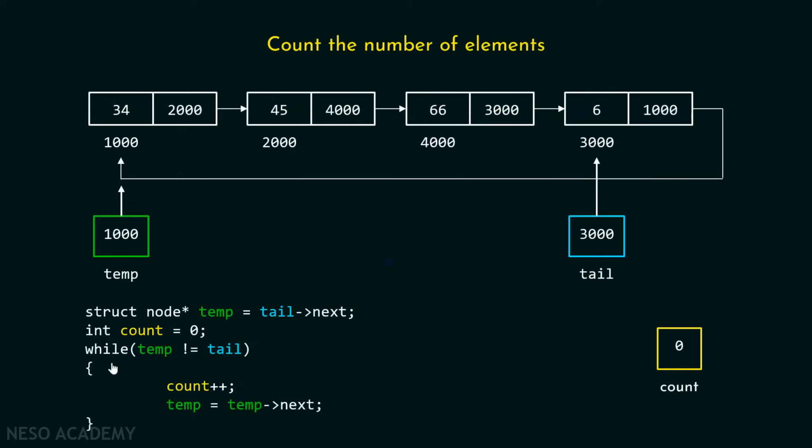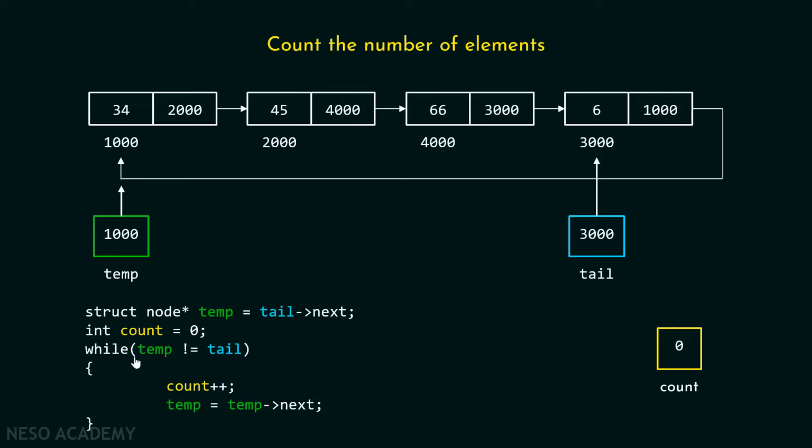Now we are ready to traverse the list. For this purpose, we will use this while loop and we will put this condition. If temp is not equal to tail, then increment the count by 1 and move the temp pointer towards right. That's it. If temp is not equal to tail, this condition is important. When temp becomes tail, this means we have reached the last node of this list. Then we should stop.